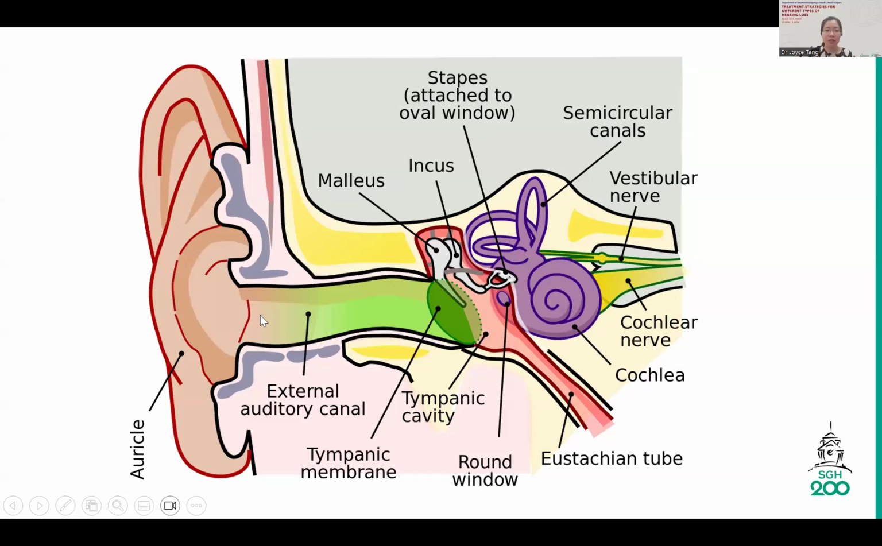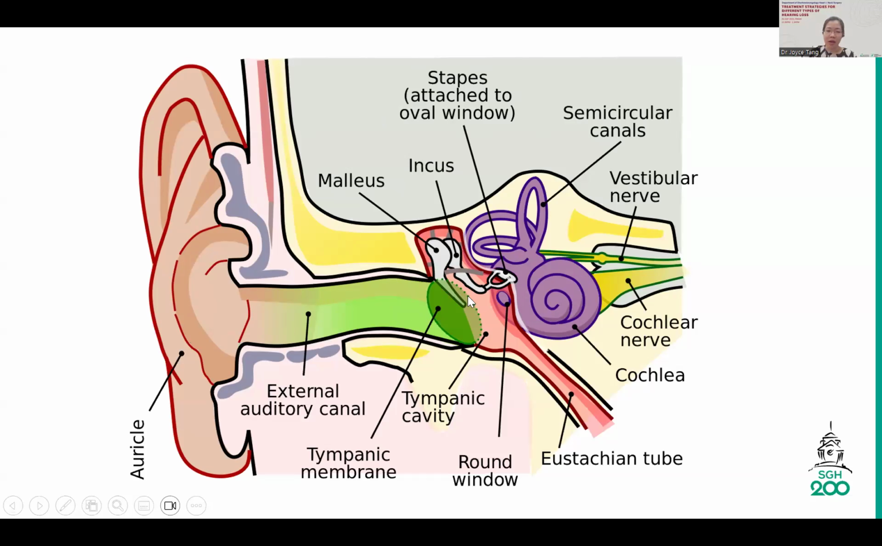One more time: external sound is collected by our pinna or the auricle, and it then goes into the external auditory canal as sound waves, which vibrate the eardrum, which then vibrates the malleus, incus, and stapes, the three middle ear bones. These transmit the sound into the cochlea, which is the inner ear, which then changes it to nerve signals that go to our brain.